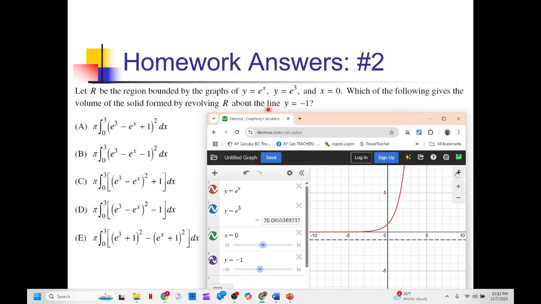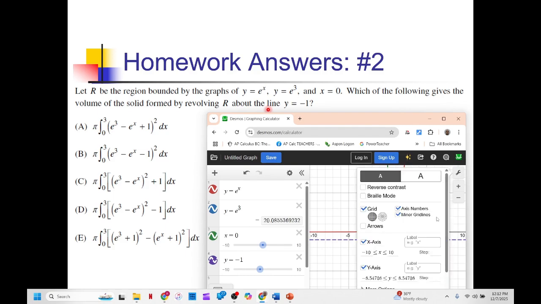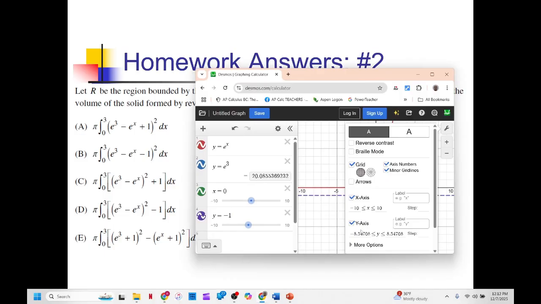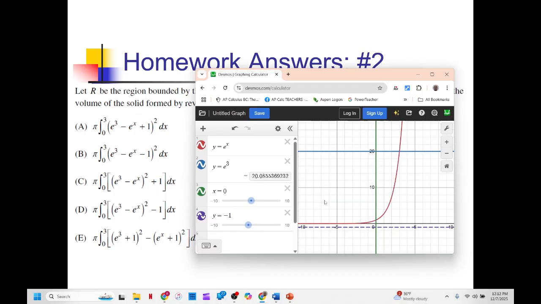So let me adjust my window a little bit so I can see what's going on. For the y values, let's just move this up here. Let me make my y values go high enough to see that horizontal line, so we'll make this 28. And there's the bounded region that we're revolving around the line y equals -1 here.